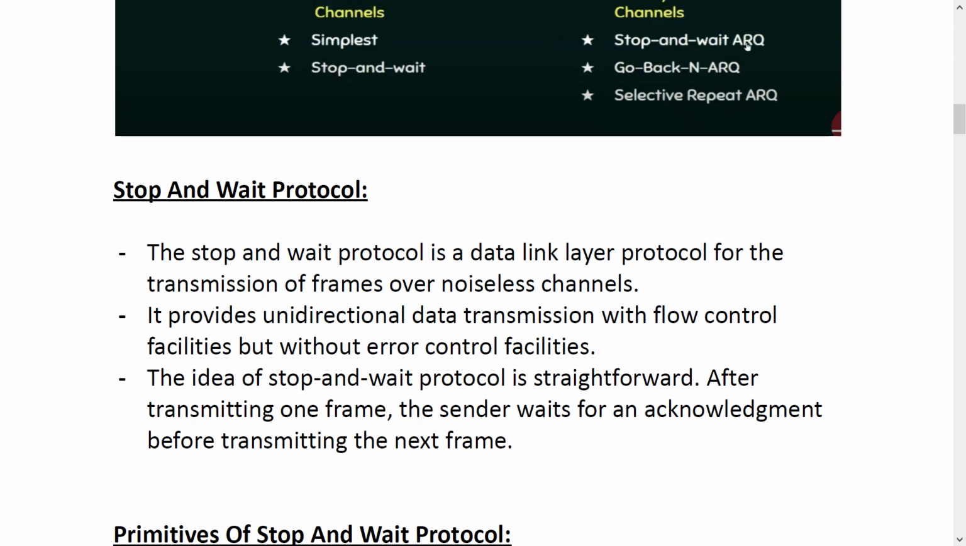It provides unidirectional data transmission with flow control facilities, but without error control facilities. This is very important, and you have to put two lines under this. So it provides flow control, but no error control. It can facilitate the link adaptation process, how much data you should send based on the capabilities of the receivers and the situation of the link that connects the transmitter with the receiver. But if something goes wrong, this protocol cannot help in error control.